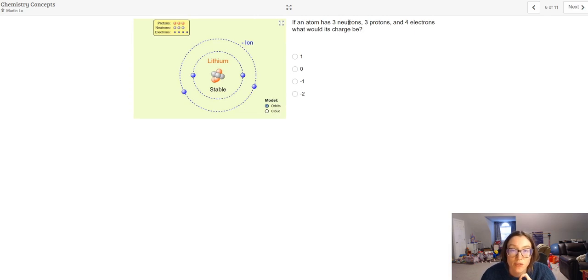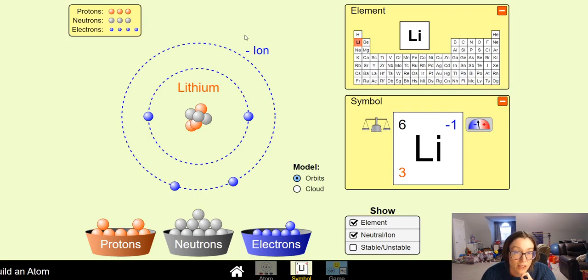All right, so if an atom has 3 neutrons, 3 protons, and 4 electrons, what would its charge be? Here we can see, if you jump to your build an atom, it says it's a negative ion, and it says here our charge is -1. Why? Remember, we have 3 protons that are positive, 3 neutrons that are neutral, so we don't have to worry about those, and then 4 electrons that are negative. So the protons and electrons cancel out, but we have an extra negative electron, and so we're going to have a -1 charge.